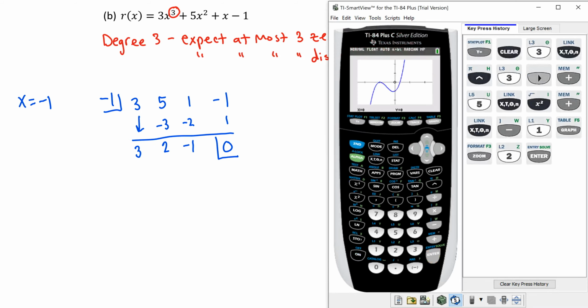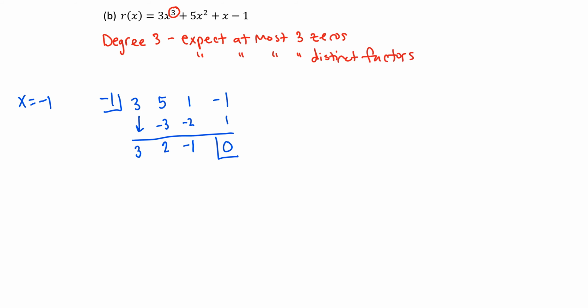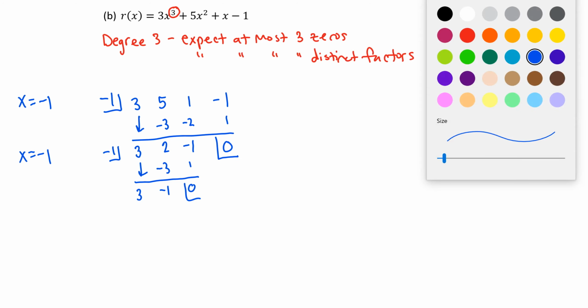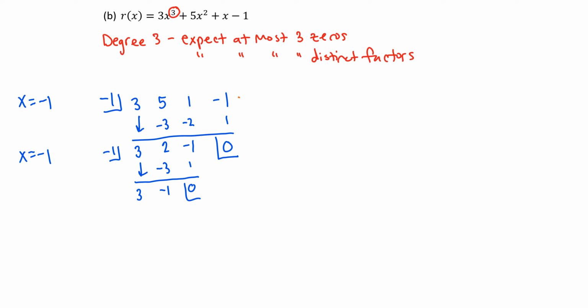But remember, from the graph, we observed the graph bounces at negative 1, which means the multiplicity of that 0 is even. So I should be able to divide it out again and prove that it is a double root or a repeated 0. Let's see what happens here. Yep, we have confirmed it again. So I have a repeated 0 or a 0 of multiplicity 2. Now, in fact, I'm going to use this remaining factor to find the remaining 0.